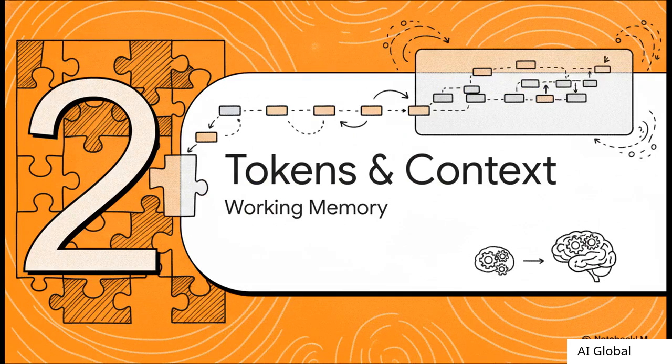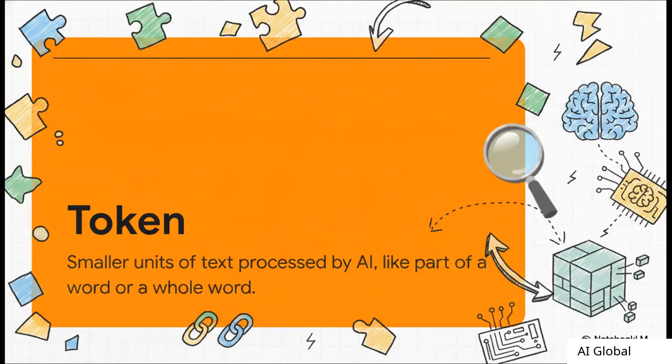Moving right along to part 2, tokens and context windows, the neurons and working memory. Here's the thing. AI systems do not read full sentences the way human beings do. They process text in tiny, fragmented units called tokens. A token could be part of a word, an entire word, or literally just a punctuation mark. For instance, if you type in the phrase, "I love AI," the system instantly chops that sentence into distinct computational tokens. It's not reading the feeling of love, it's computing the mathematical weight of those letters.